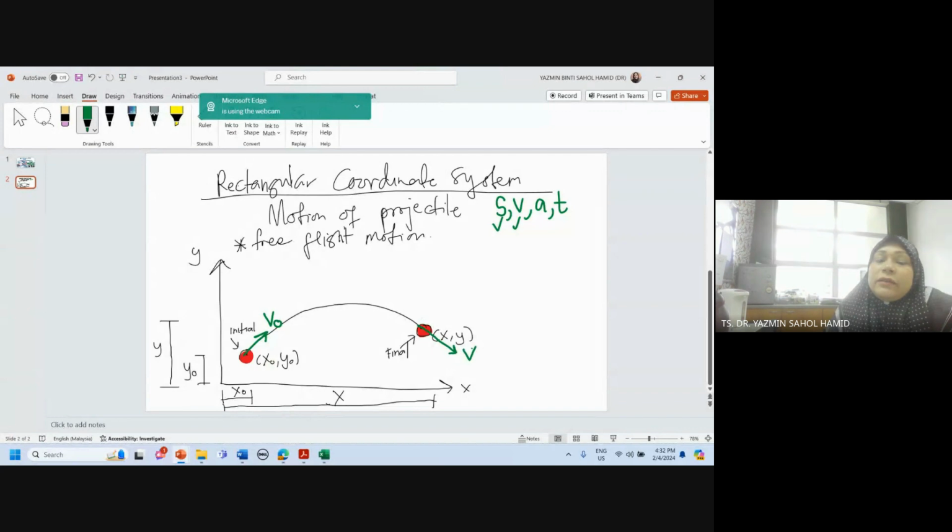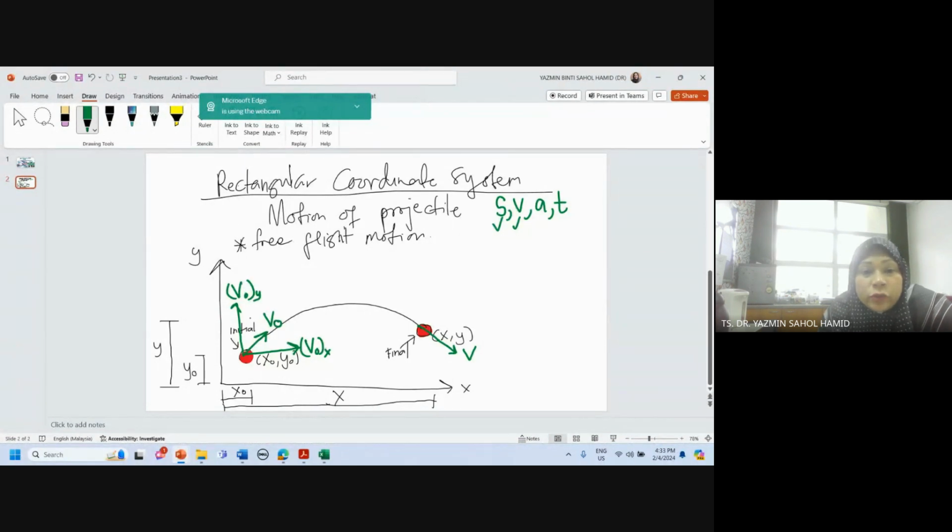Okay. Now, since we need to resolve this using the rectangular coordinate system, it means you need to resolve V naught. It cannot be in a slanting direction. It must be in the X axis and Y axis. So for the X and Y coordinates, you need to resolve it in the X direction. So this one will be called V naught X. And when you resolve in the vertical direction, this one will be called V naught Y.